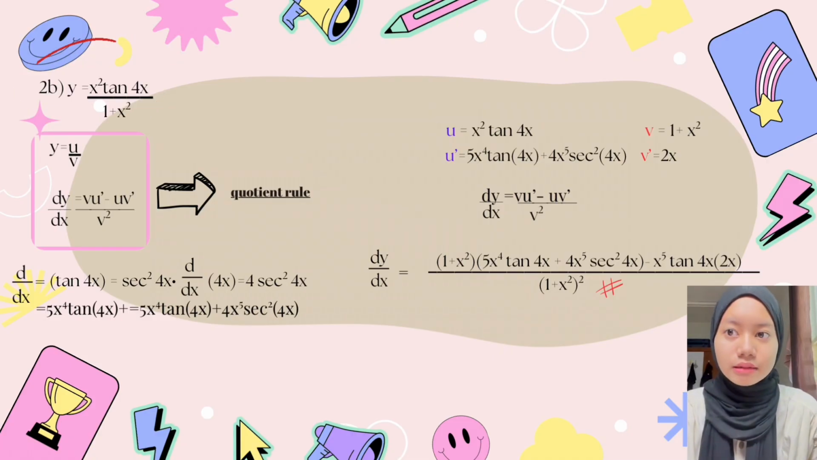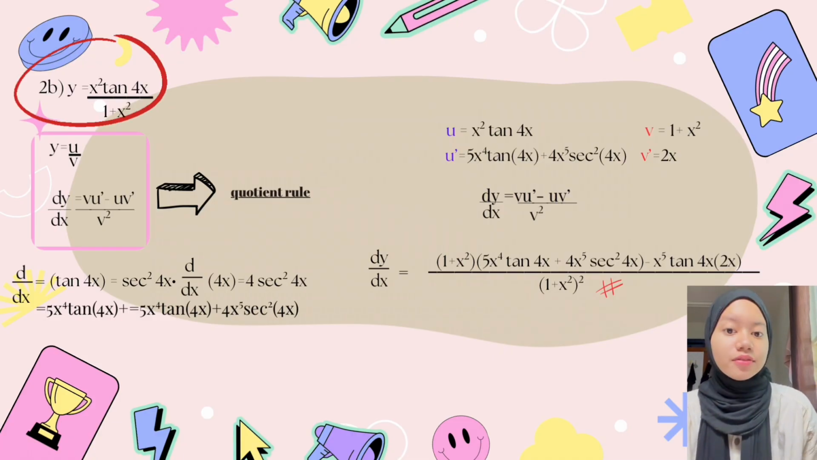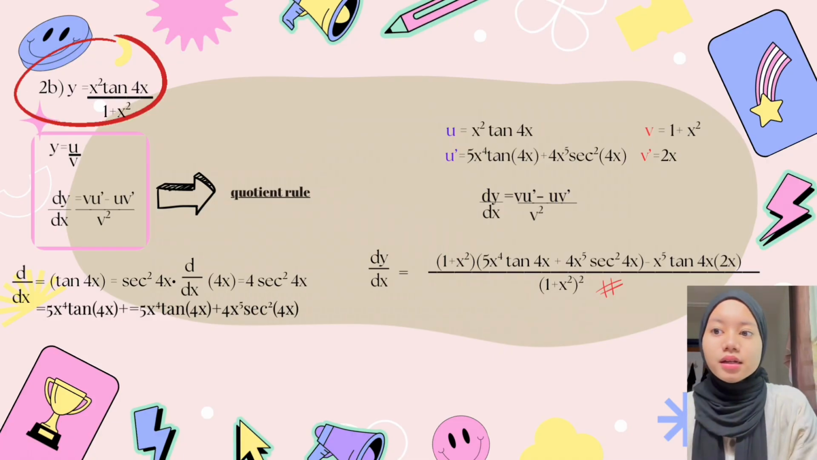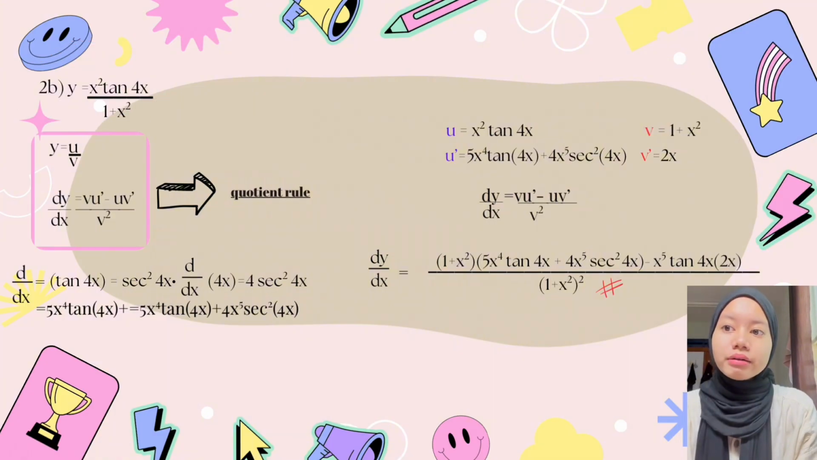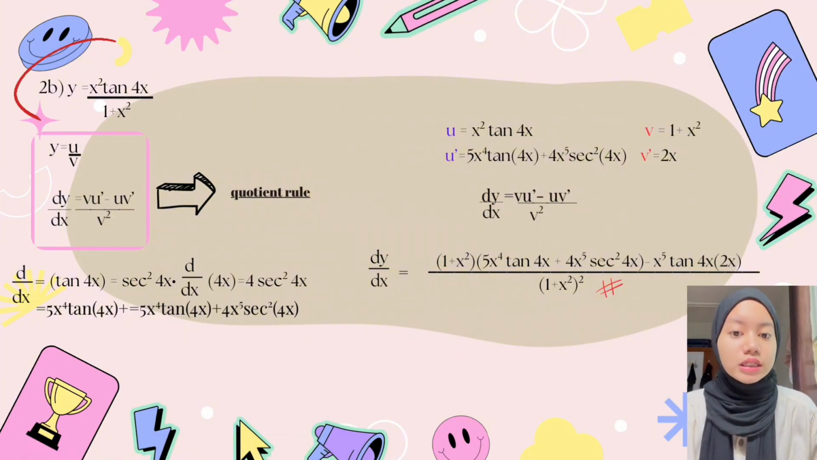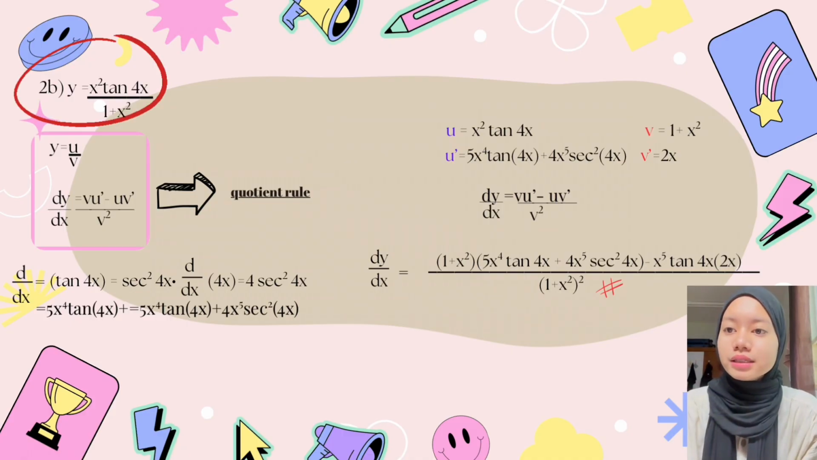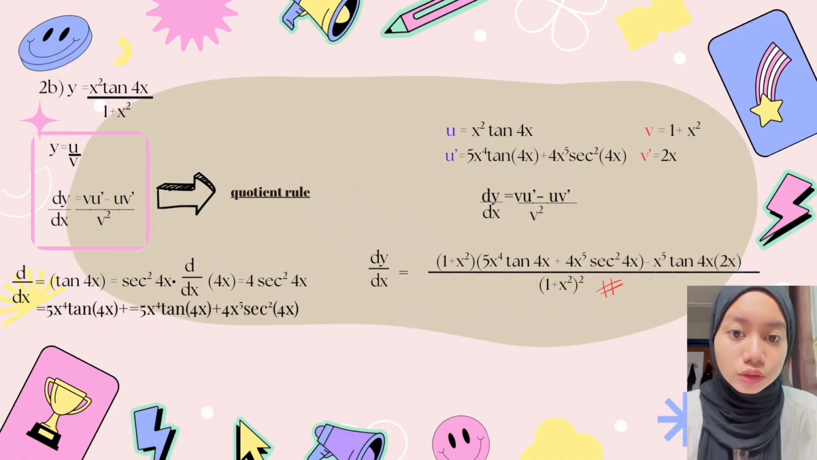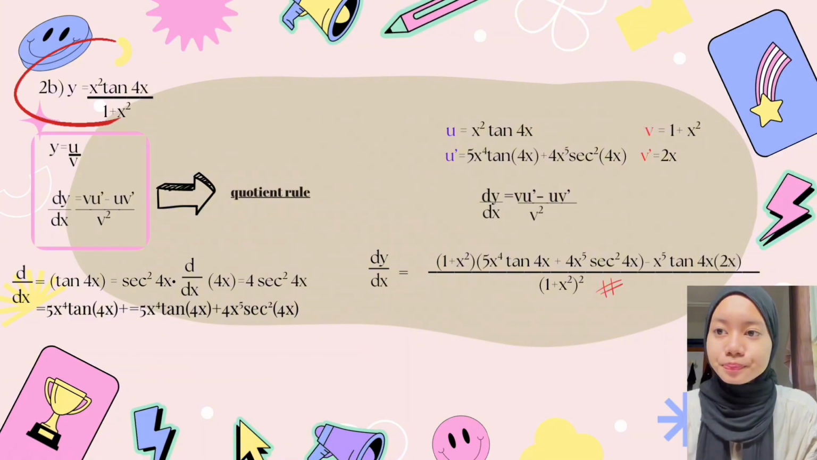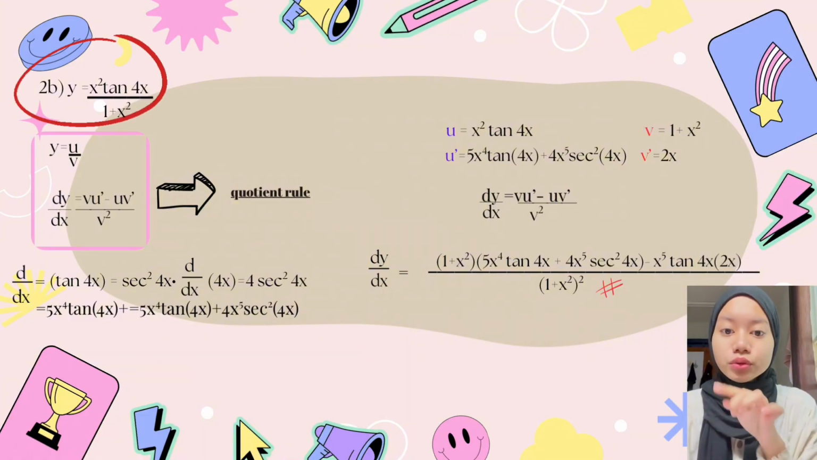Alright everyone, we are given the function. You can see the function in a circle. So we are asked to find its derivative. This is a fraction of two functions, so we are going to use the quotient rule. You can see the quotient rule in a square. I put the quotient rule in a square, so let's set u and v.